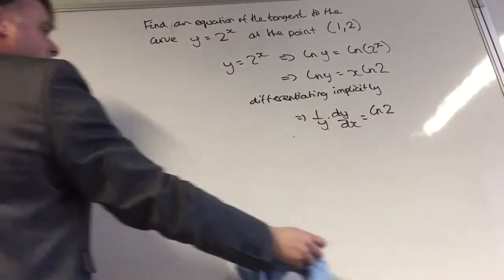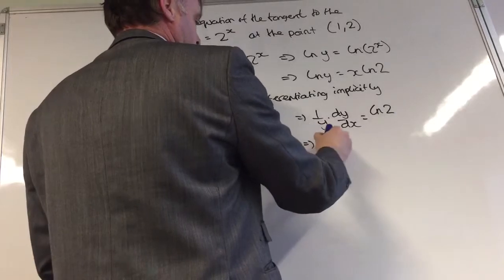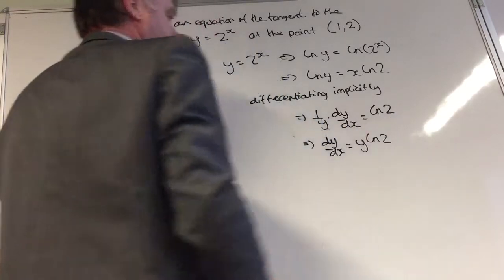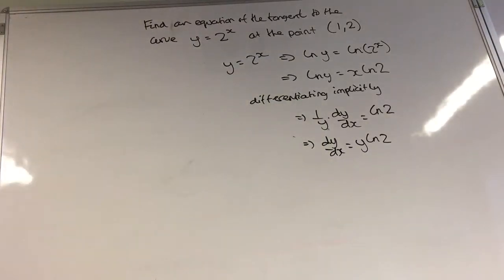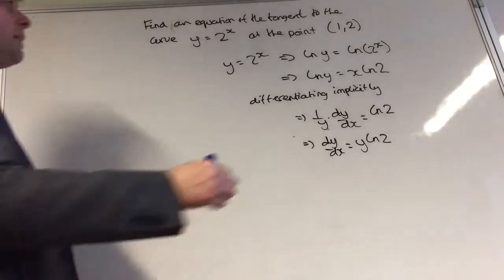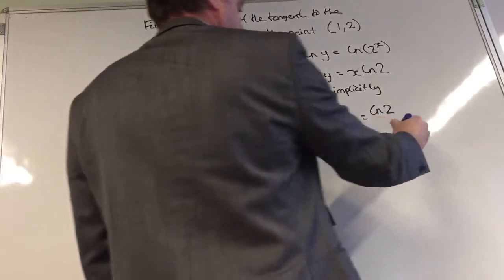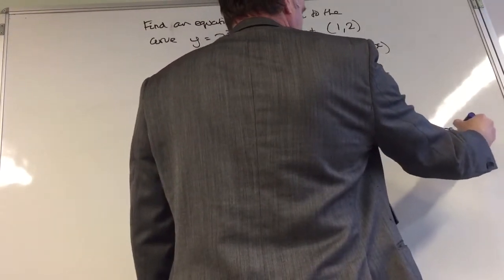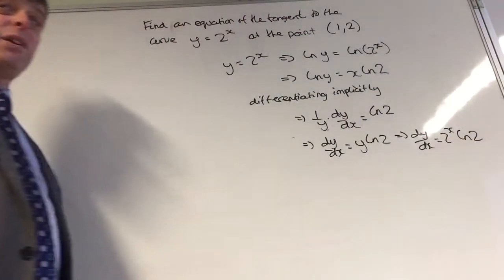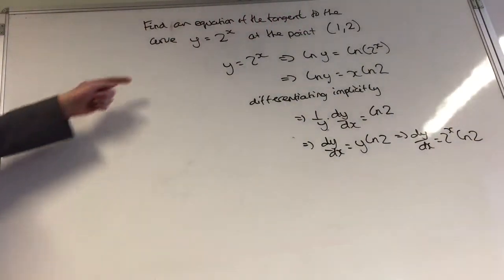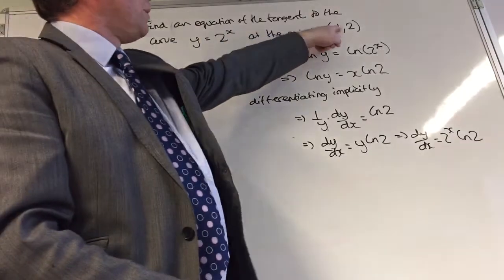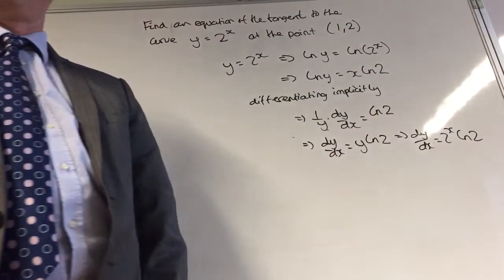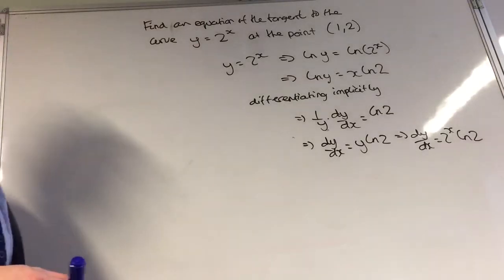And then if I rearrange that slightly, I get dy/dx is equal to y log 2. If I wanted to, and sometimes I might ask you to do this, y is 2 to the power of x, so I could put it all back in terms of x if I wanted to. I don't really need to, to be fair. I know that x is 1 and y is 2. I could swap it in at any point, or any one of those things, to get what the gradient is. It makes no difference.